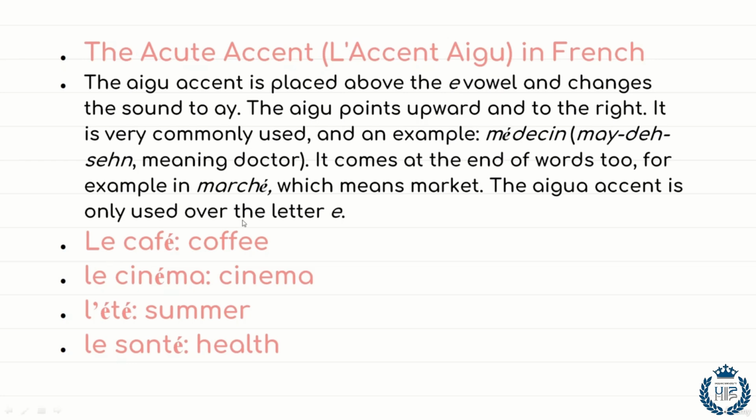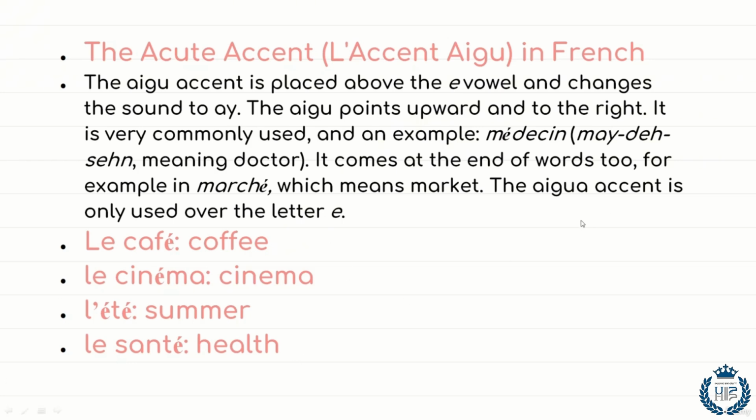Then let's see some examples with our acute accent. Le café. Coffee. So when you say le café, it's going to be coffee. Le cinéma. Cinema. L'été. Summer. Notice how I pronounce the letters at the end. La santé. Here, when I pronounce it, you can distinctly hear this A sound. La santé, which means health. This is our acute accent.